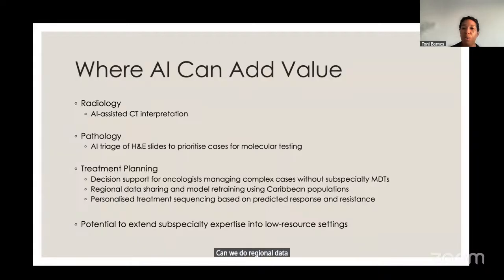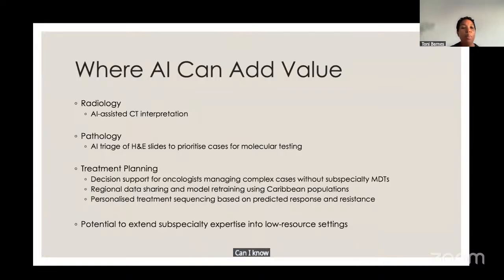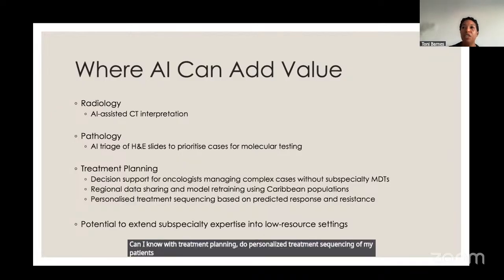We have CAHO. Can an AI model help us to integrate all of our data, and then we can search and do research with our data on an AI model that has been trained on our specific subpopulation? Can I now, with treatment planning, do personalized treatment sequencing of my patients, where I input my patients' clinical data, their family history, their risk factors, and get a personalized treatment plan for them?